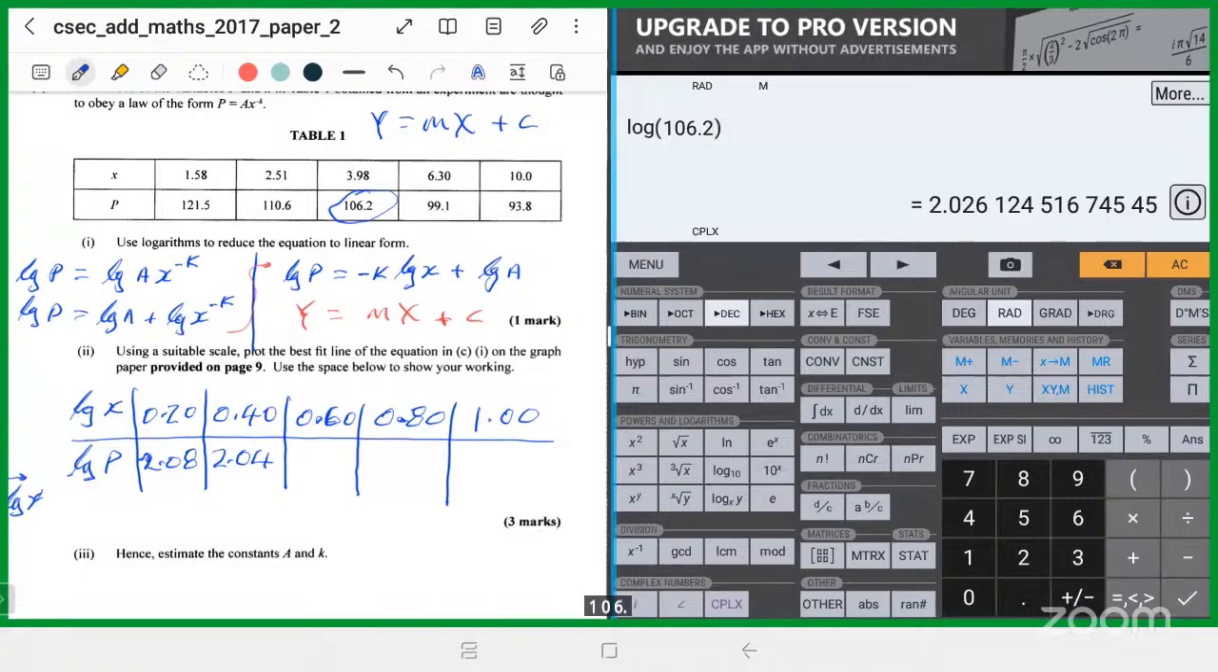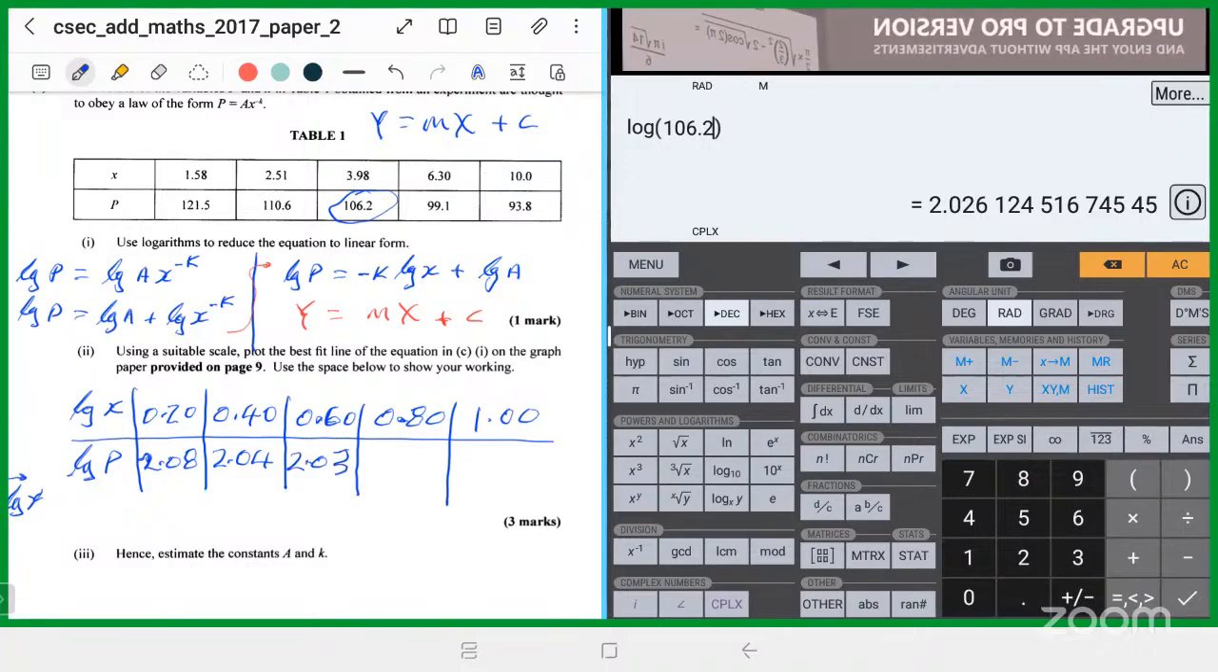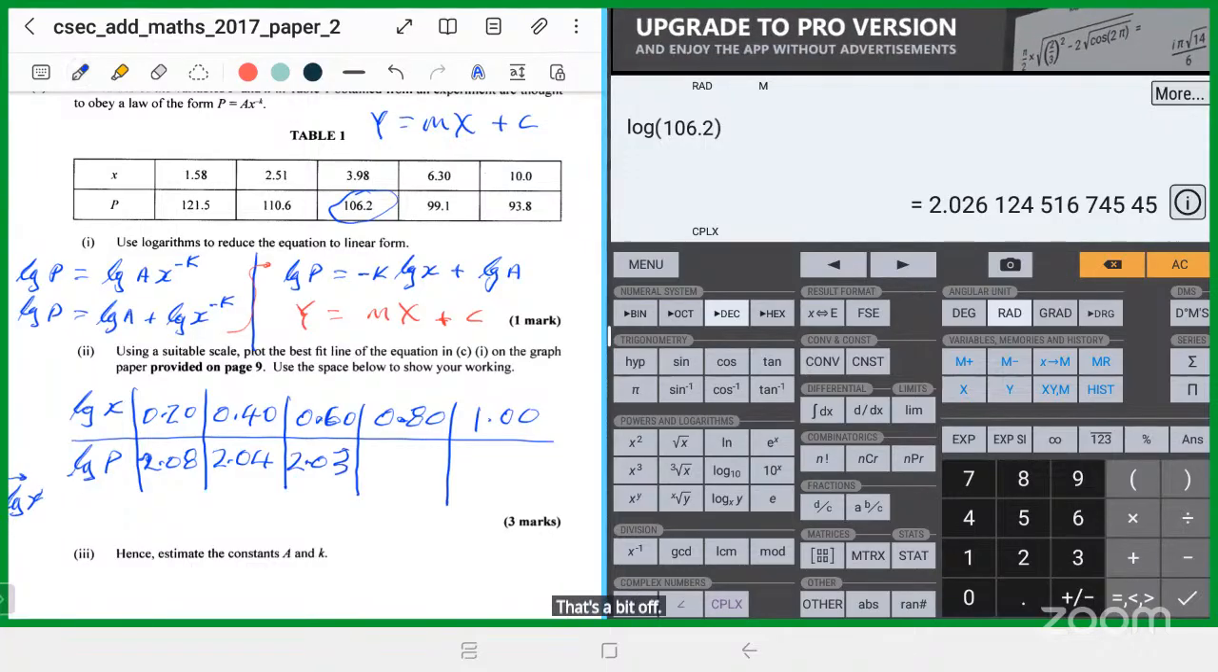106.2. That's 2.03. So a little bit off. We have to draw the best fit line anyway. This one next, 99.1.